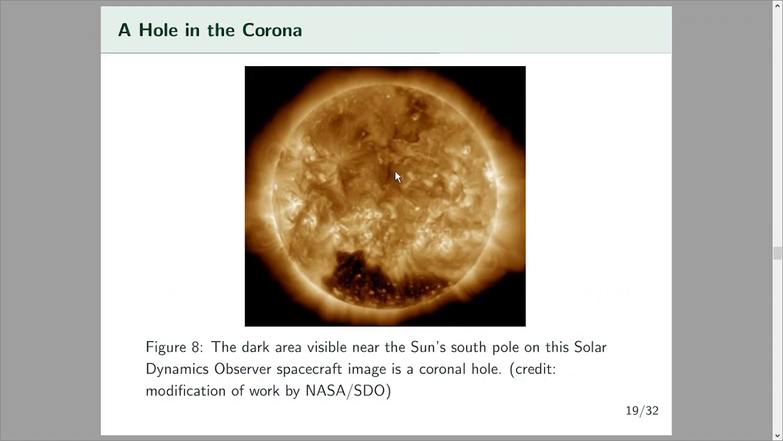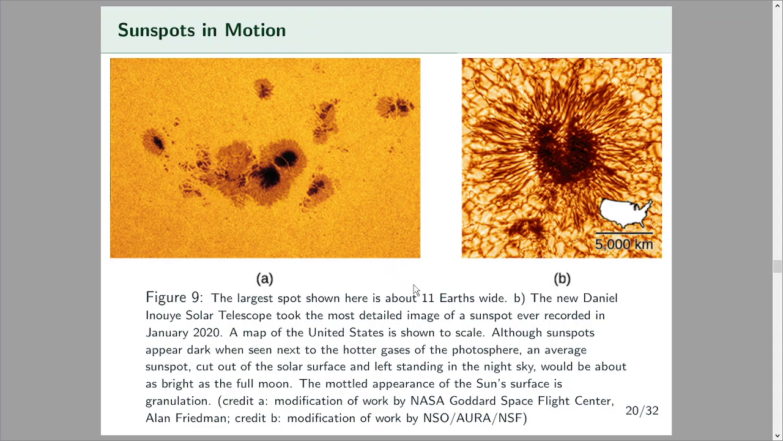Another picture has a coronal hole. The haze you're seeing around here is the corona, right? And this is a region with a hole. There's lots of weather-like activity, variations in what's happening in the corona and the photosphere, all this stuff happening on the surface and in the atmosphere of the sun that we don't really get to see or think about very often. The largest sunspot shown here is 11 Earths wide. It's kind of amazing.